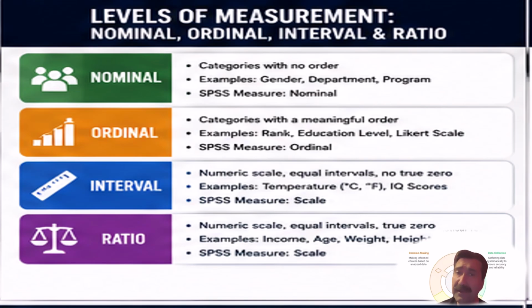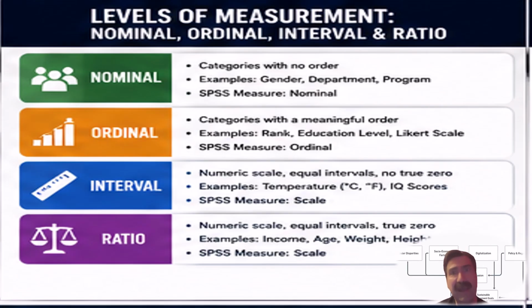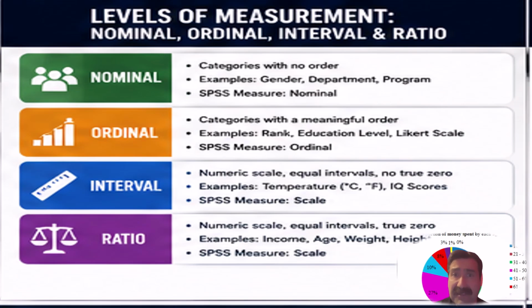Interval variables contain equal intervals but no true zero point. Temperature measured in Celsius is a classic example. Ratio variables contain equal intervals and a true zero. Income belongs to this category. Age, height, weight, and salary are also ratio variables. In our analysis, gender is nominal. Income is ratio. Because income is a scale variable, we can calculate meaningful averages, variability measures, and distribution statistics. Understanding measurement levels helps determine which statistical procedures are appropriate and defensible.